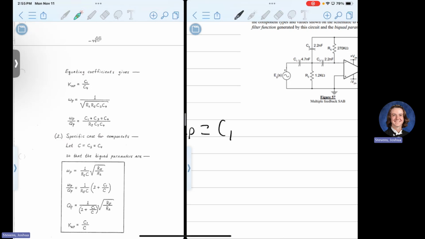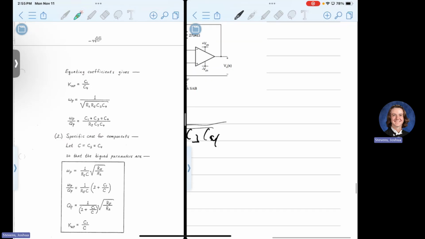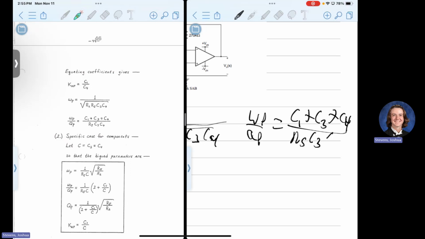Well, this one is easy. Omega P equals 1 over the square root of R2, R5, C3, C4, and then omega P over QP equals C1 plus C3 plus C4, all over R5, C3, C4.